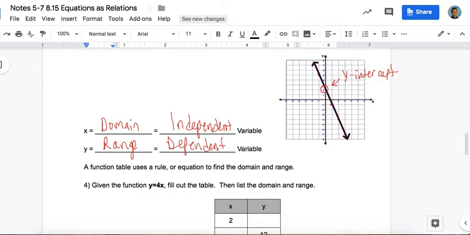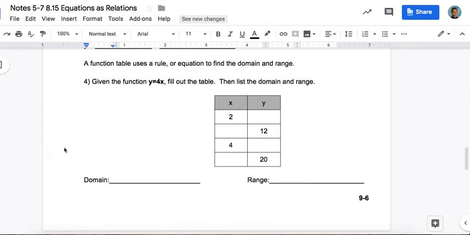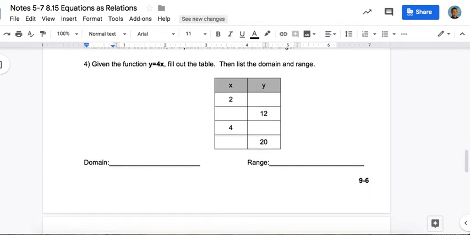Okay, let's look at the table. A function table uses a rule or equation to find the domain and range. So now we don't have a space for our work, so we can just kind of plug it in. 4 times 2 is 8. I just took the x right here and plugged it in. Now I have to work backwards. 4 times blank equals 12. 3. Now back to x, plug in 4. 4 times 4 is 16. And then now we got to go 4 times blank equals 20. So hopefully you were thinking 5. So put them in order from least to greatest: 2, 3, 4, and 5.